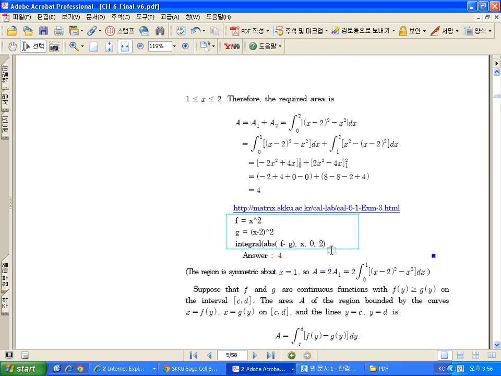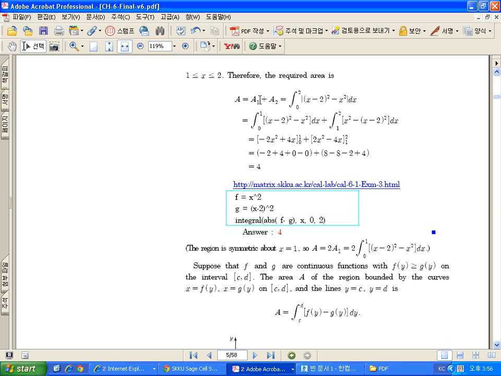In order to find those, all you have to do is take the absolute value of (x − 2)² minus x², and then take an integral from 0 to 2 dx. So you can find the answer like this. This can be done in here.